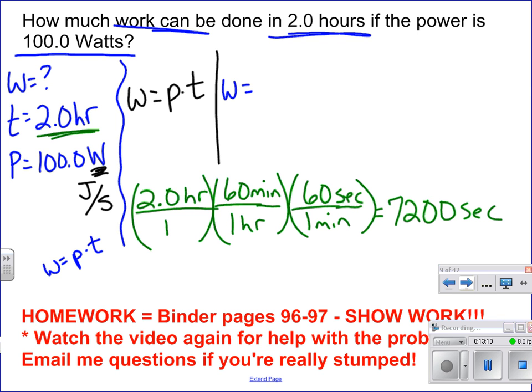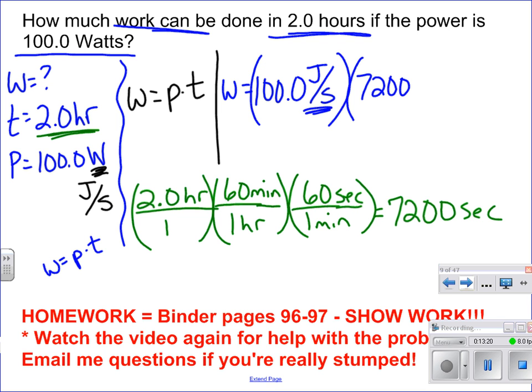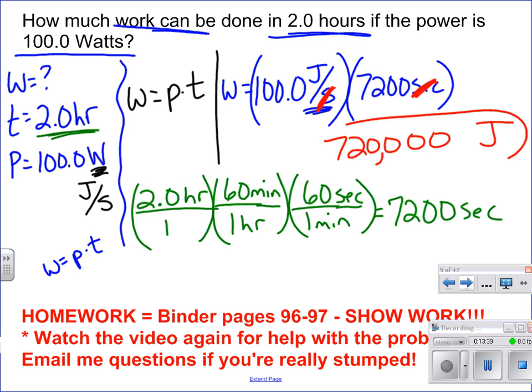So work equals power. And again, instead of 100 watts, I'm going to put what a watt is, a joule per second. Multiply that by your 7,200 seconds. And now you can see I have seconds on the bottom here multiplied by seconds on top here. They're going to cancel, so I'm going to be left with joules. So 7,200 seconds times 100, we get 720,000 joules.